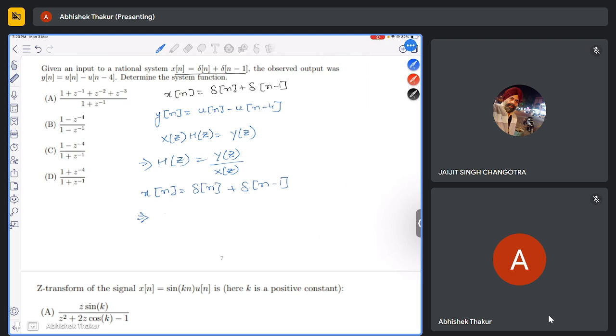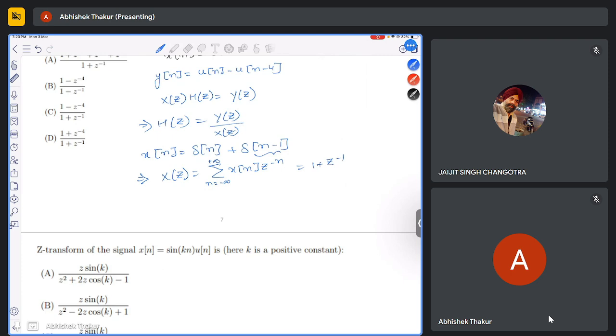So our x of z is equal to the summation of x of n z to the power of minus n. So this will become 1 plus z inverse, because we know that delta n has z transform 1, and delta n minus 1 will have z transform of z to the power of minus 1. So this is our x of z.